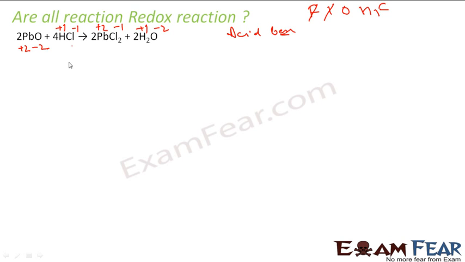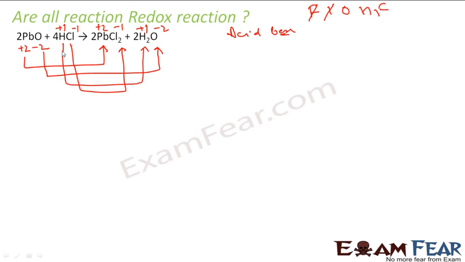So if you see, in this case the oxidation number of lead is maintained: +2 to +2. Oxygen is maintained: -2 to -2. Hydrogen is maintained: +1 to +1. Chlorine also is maintained. So for lead, oxygen, hydrogen and chlorine, there is no change in oxidation number. This is an acid-base reaction. There are very few reactions which are not redox, but yes, there are reactions which are not redox reactions.